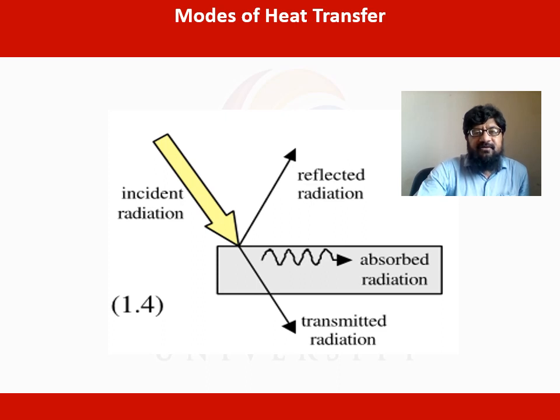So we can conceive radiation as a wave in which the incident incoming radiation strikes the surface and gets reflected. Some part of the radiation is transmitted through the object and some part of it is absorbed by the body.